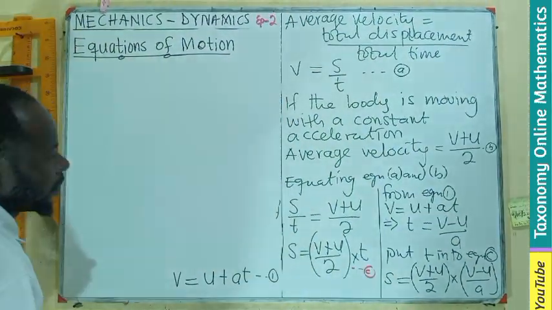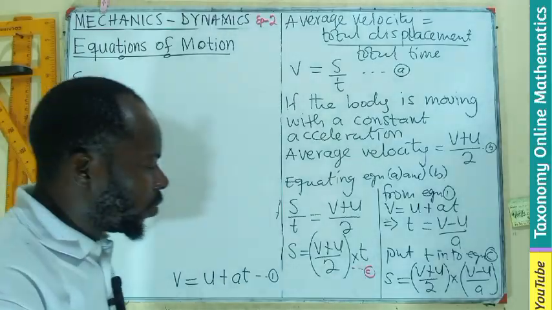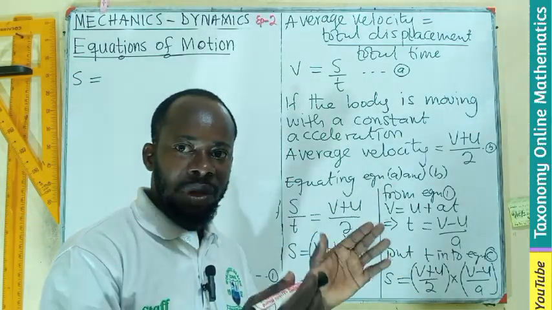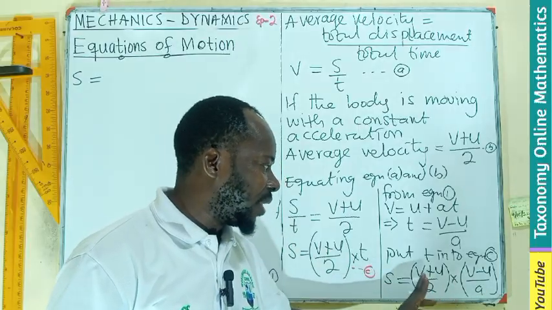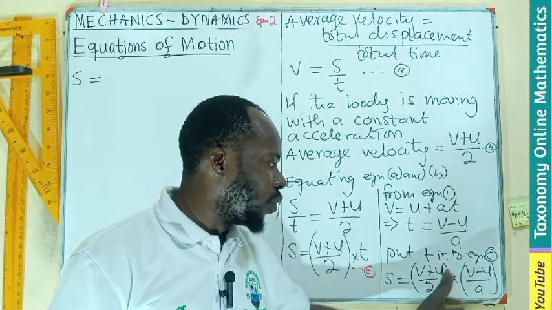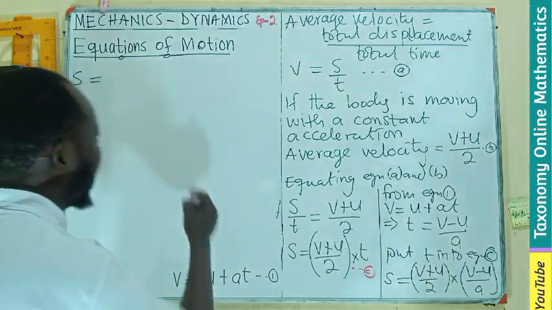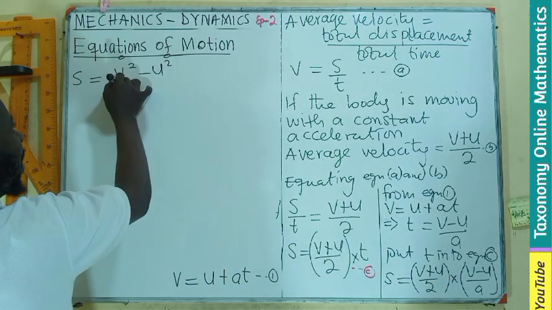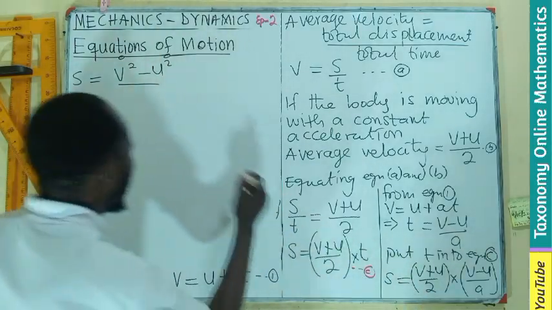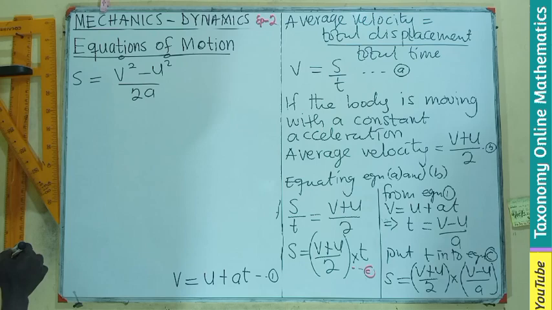So right from here, we can have our S equals to, the numerators are going to multiply since they are two separate fractions, numerators together, the denominators together. But if you check, V plus U times V minus U will give you the difference of two squares. So I can say that it's the same as V squared minus U squared, then 2 times A. That will give us 2A.